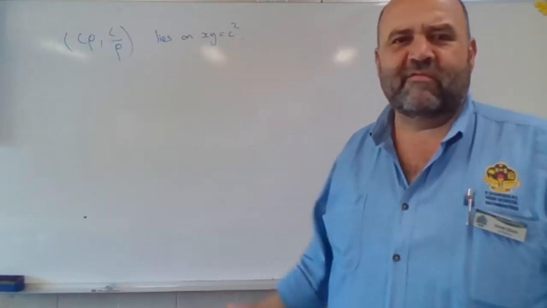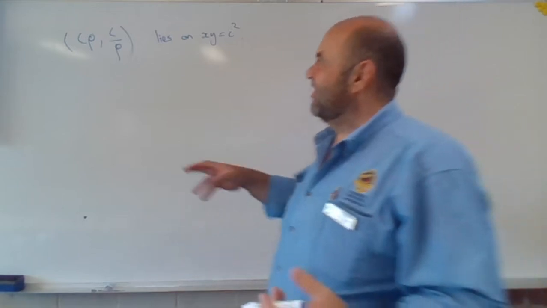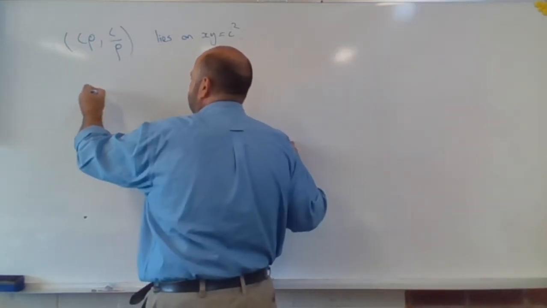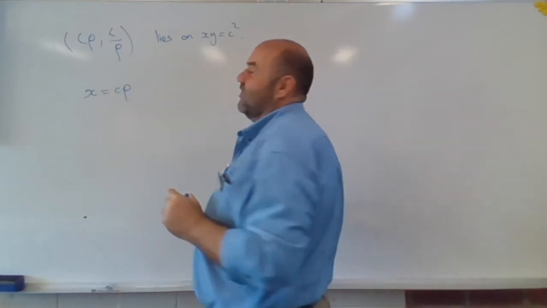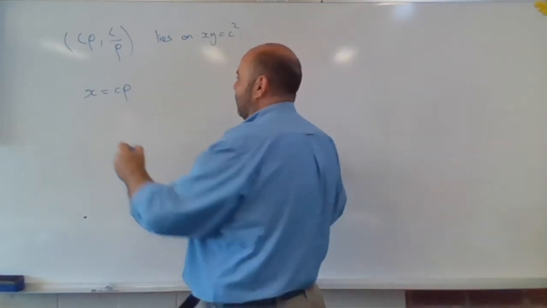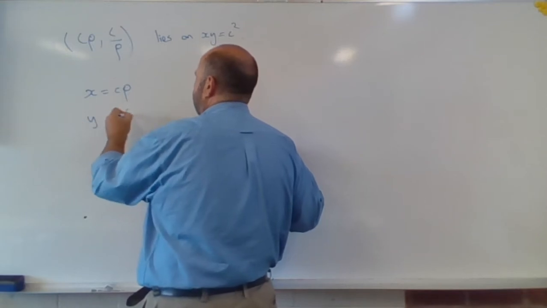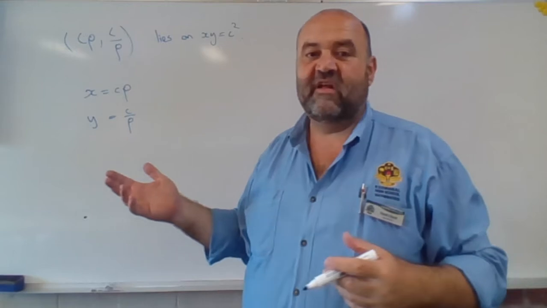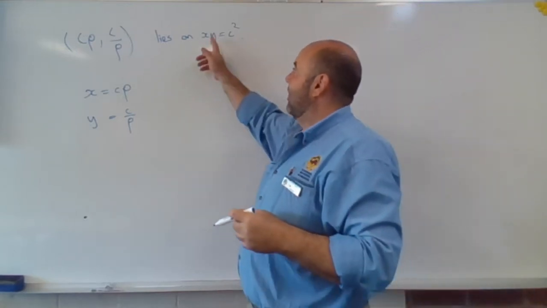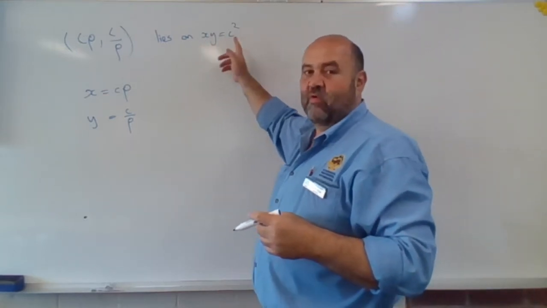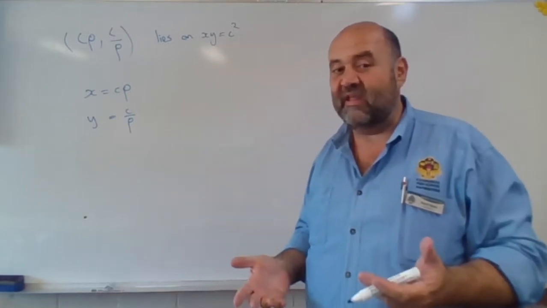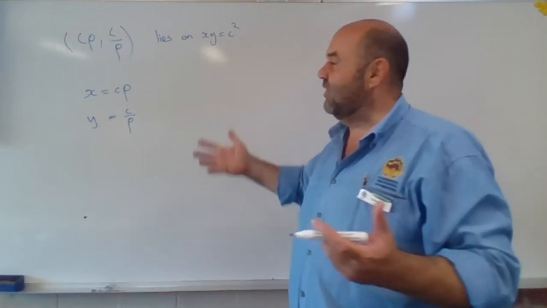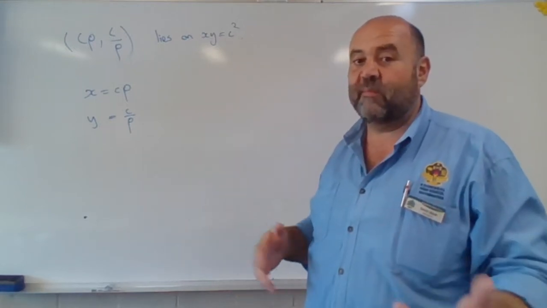Okay, so how do we do things like this? Well, look what it's saying. It's telling us that x is equal to cp and that y is equal to c on p. Well, that's a pair of simultaneous equations. Now, they want us to get this equation in terms of x, y, and c. In other words, they've eliminated the parameter p.